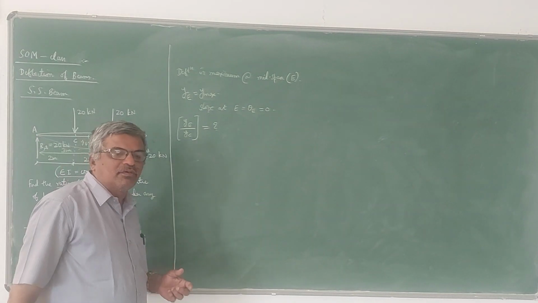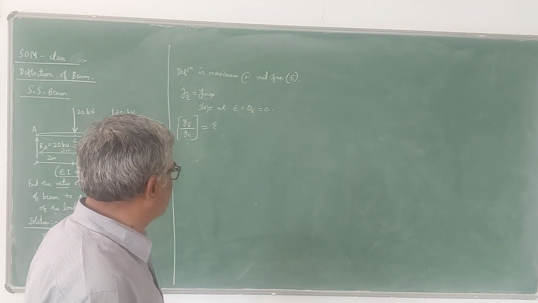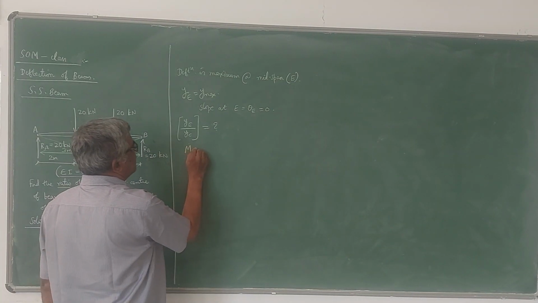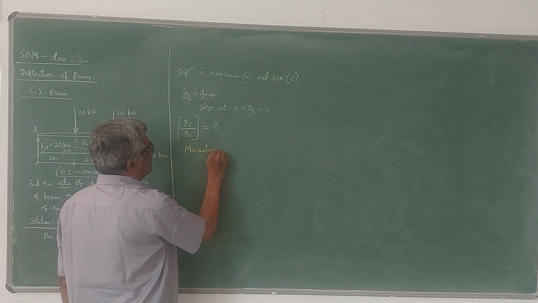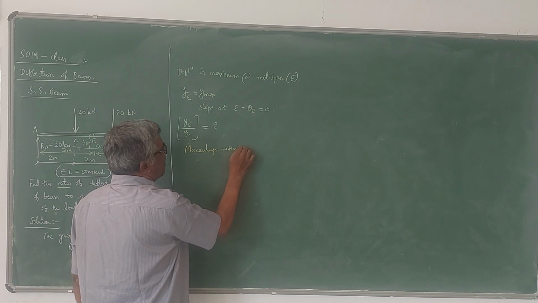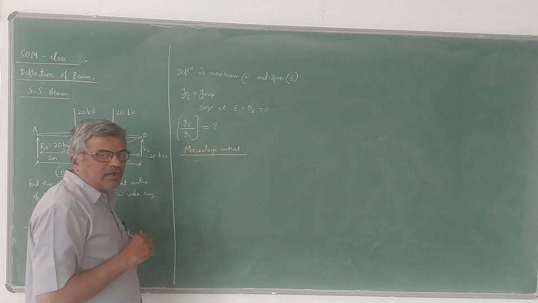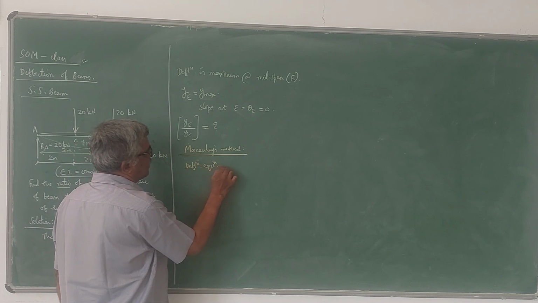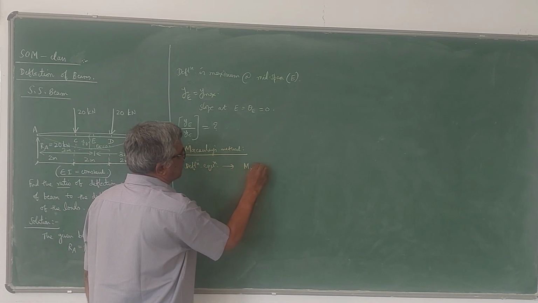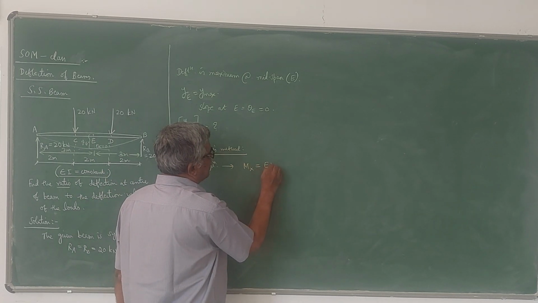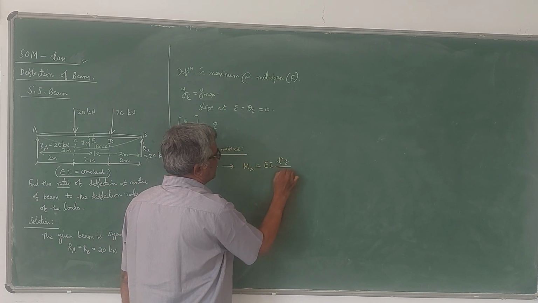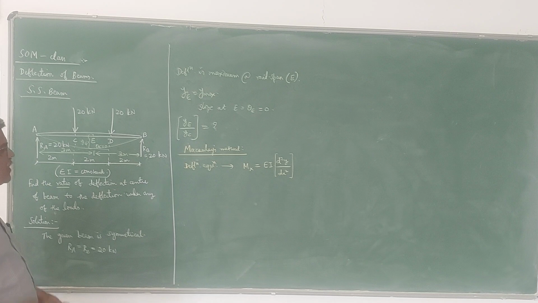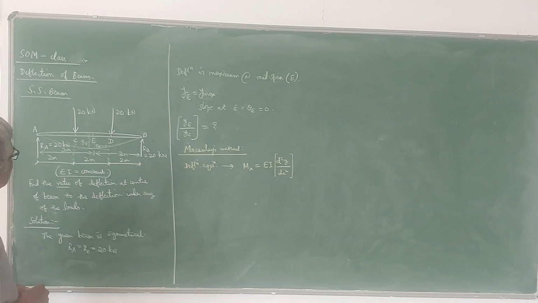Of course, this problem is solved once again by using Macaulay's method. So let us adopt Macaulay's method to solve this problem. According to this method, we have the deflection equation, which is developed by Euler and Bernoulli. According to the deflection equation, the bending moment at any section xx is given by EI into d square y by dx square. This is the deflection equation. Now, let us see how Macaulay's method is used.